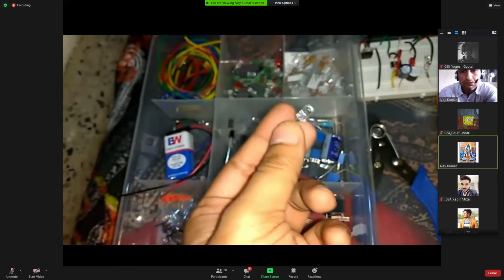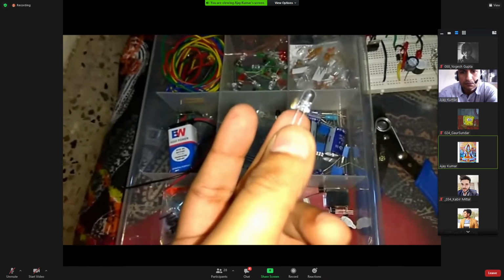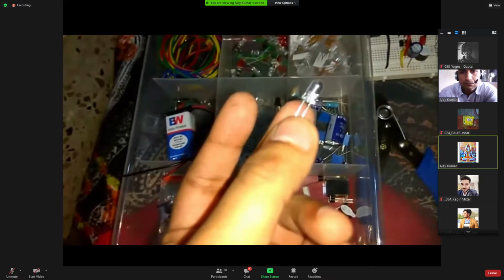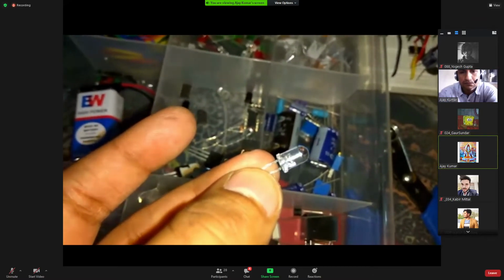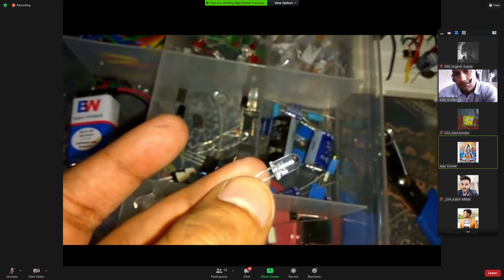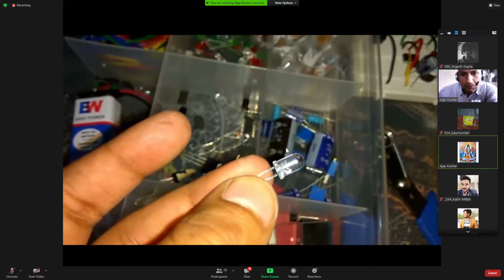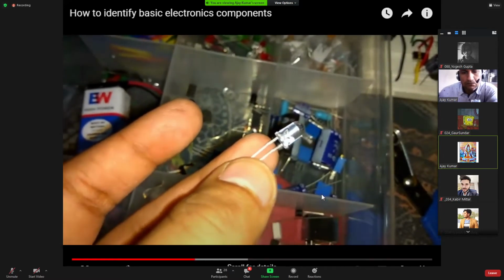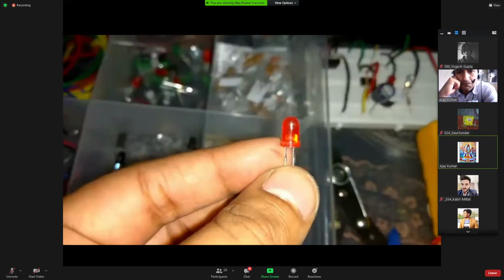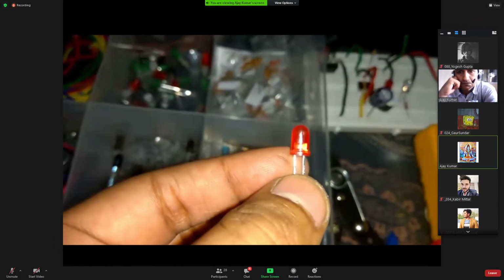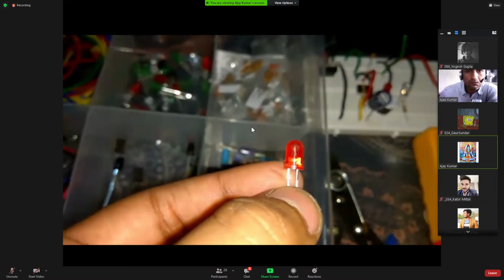Third one, how to identify? As we see, there are two filaments inside the LED. One is smaller and one is bigger. The bigger one is negative and the smaller one is connected with the positive leg. It is more visible in, I think, a color LED. Yeah, as we see there are two filaments, one small, one big. So the big one is negative and the small one is positive.